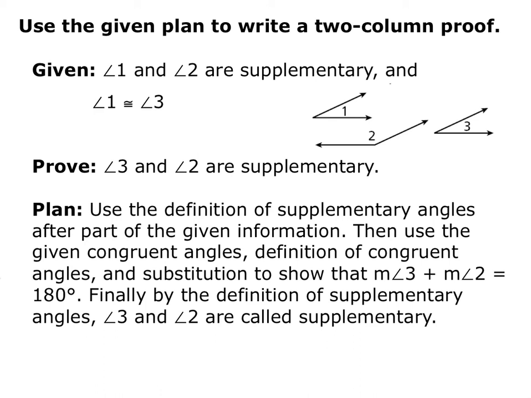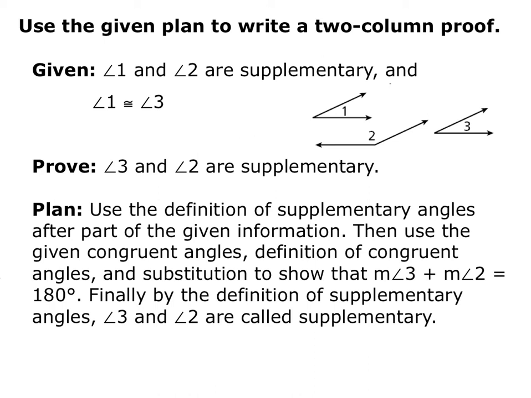All right, so what we are given is angle 1 and 2 are supplementary, and that angle 1 is congruent to angle 3. We're trying to get to the fact that angle 3 and 2 are supplementary. Now, if you give that some thought, to prove that they're supplementary, we need to show that their measures add to be 180 degrees. So we're going to try and get to that. Okay, there's a plan for the proof.